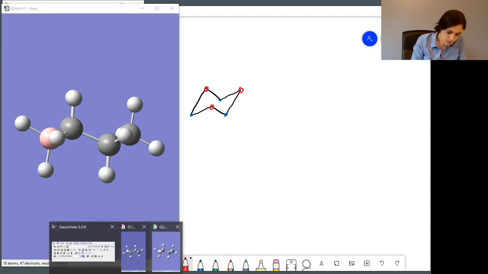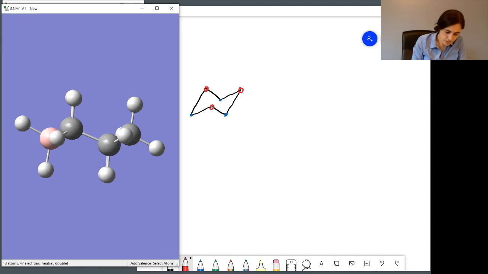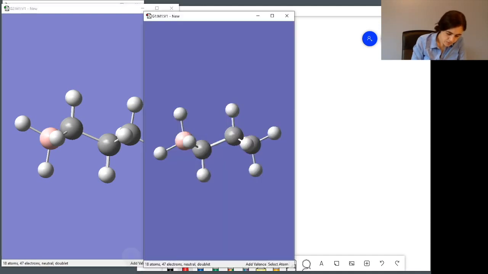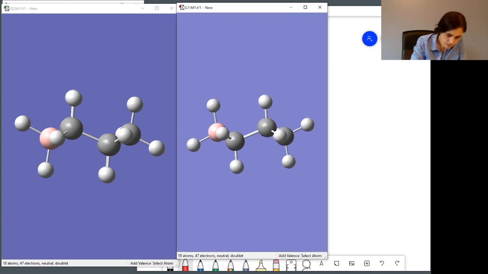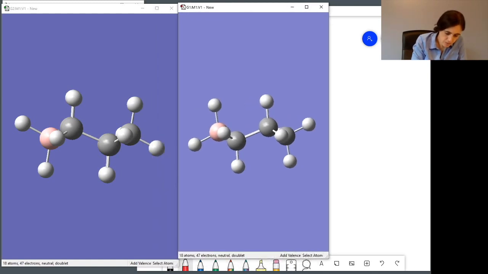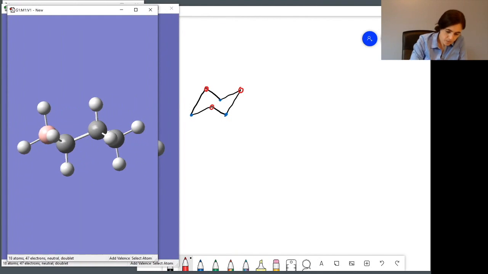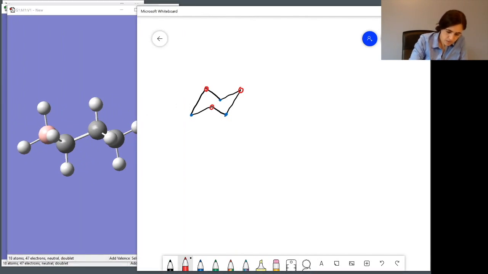So the other chair conformation has the carbon that we've labeled in pink here pointing up, then the carbons come down, up, and then down. So if we were to draw this, that's not quite long enough.